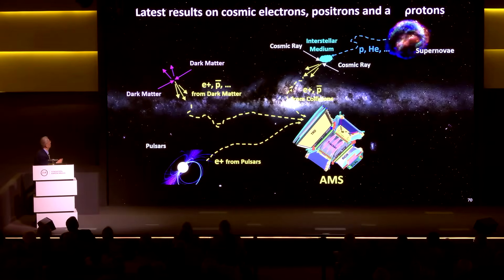So the first thing is cosmic electrons, positrons, and antiprotons. They have 3 possible sources. One of them is ordinary cosmic ray collision, which produces positrons and antiprotons. If dark matter is a particle, dark matter collision produces energy and can produce positrons and antiprotons. A pulsar is a rotating neutron star. It has a strong magnetic field, so light interacting with the magnetic field will produce positrons. But it does not produce antiprotons because of the mass of the antiproton.